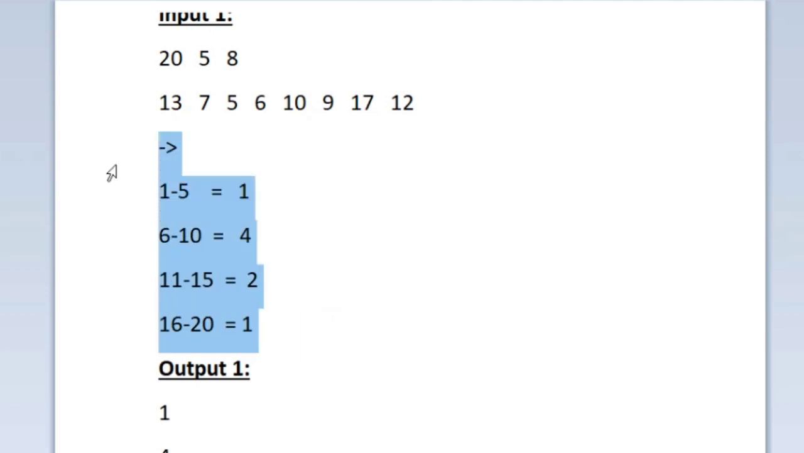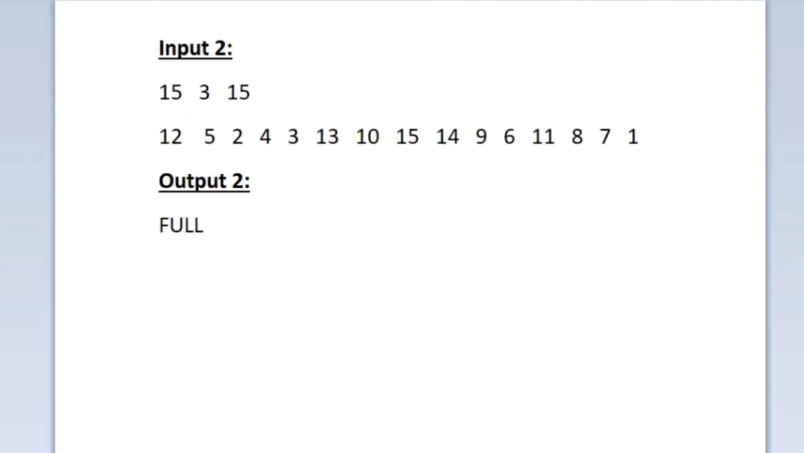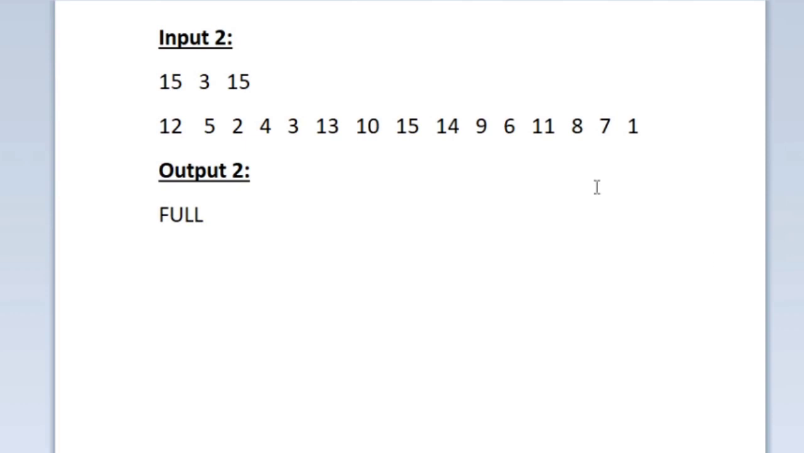Now let us see our sample input 2. Here the value of integer n is equal to 15, x is equal to 3 and y is equal to 15, and in the next line we are given 15 integers. Here y is equal to n, which means the total number of seats is equal to the total number of booked seats, which means that all the seats in the bus are booked. So in those cases we should be printing full as our output.